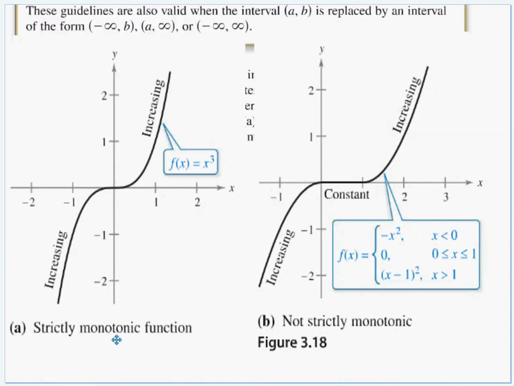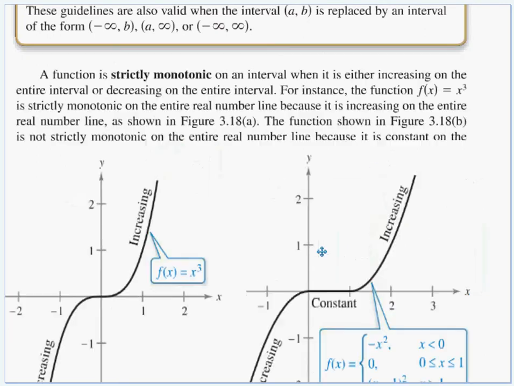That strictly monotonic will also be broken if you have a piecewise function and a flat spot in there. Like here from 0 to 1, our output is strictly 0, so we're not monotonic anymore because we do have a constant spot.